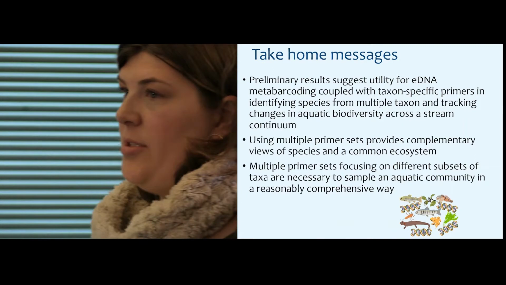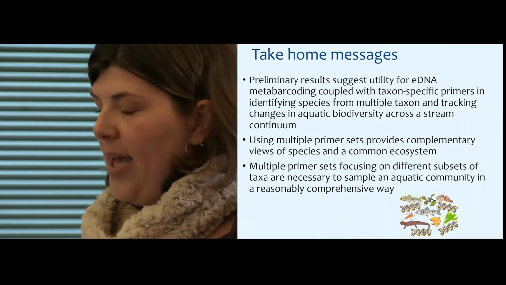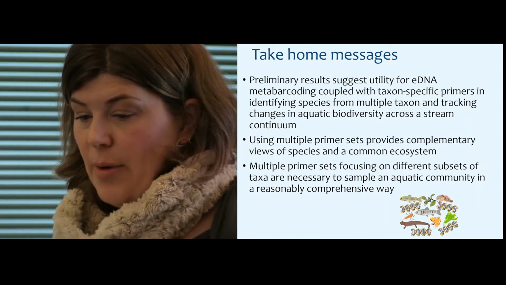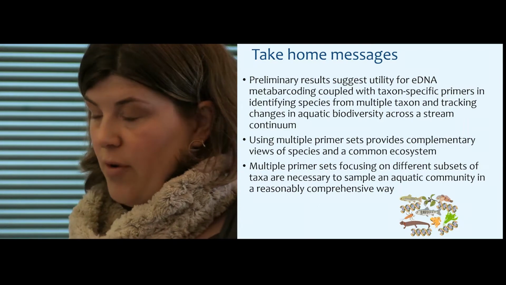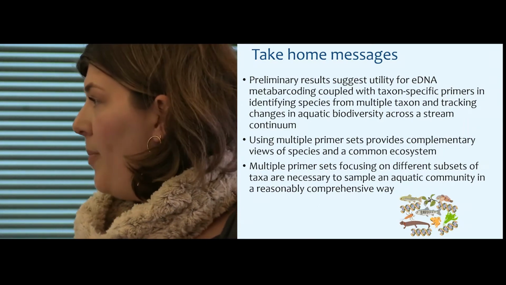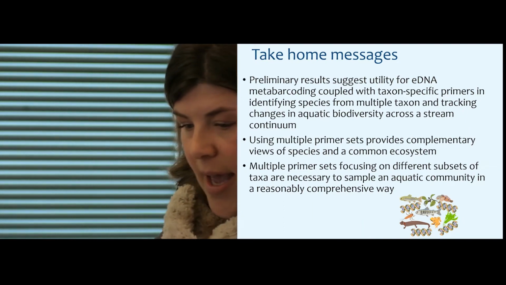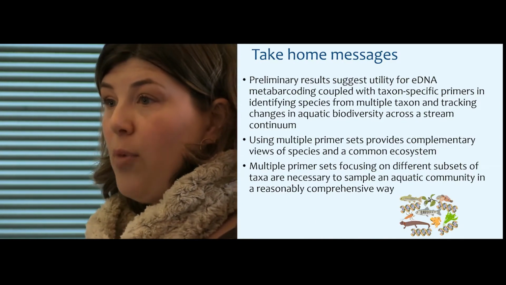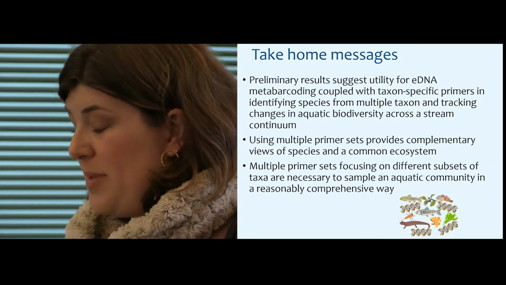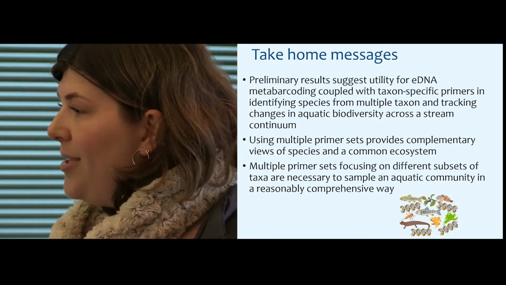So our take-home messages from what we've seen here are that there's utility for using eDNA metabarcoding coupled with those taxon-specific primers that will allow us to actually identify species from multiple taxa, and that we can track changes in the aquatic biodiversity across the stream continuum, as we would have expected. And that using multiple primer sets provides complementary views of a species and/or a common ecosystem. Essentially, it allows us to have built-in redundancy.